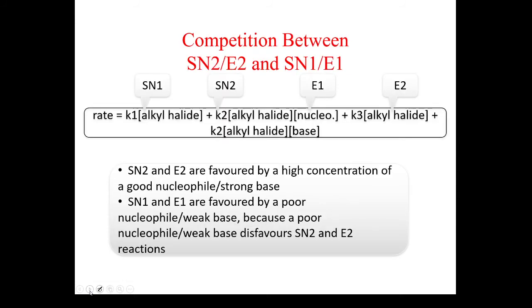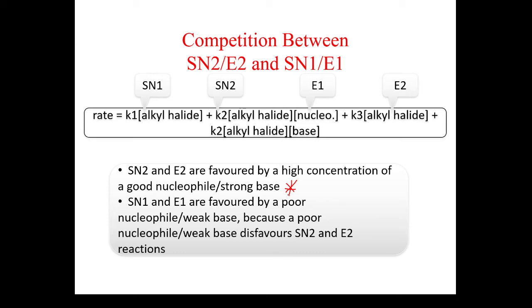Okay. So we have competition between SN1 and E1, like I said, and SN2 and E2. I'm in the good conditions for SN2, but it also could go E2. SN2 and E2 are favored by a high concentration of a good nucleophile and a strong base, so you want to mark these down. Go back through your notes and see that a good nucleophile is going to have a full-blown negative charge on it. So a strong base, sodium hydroxide.